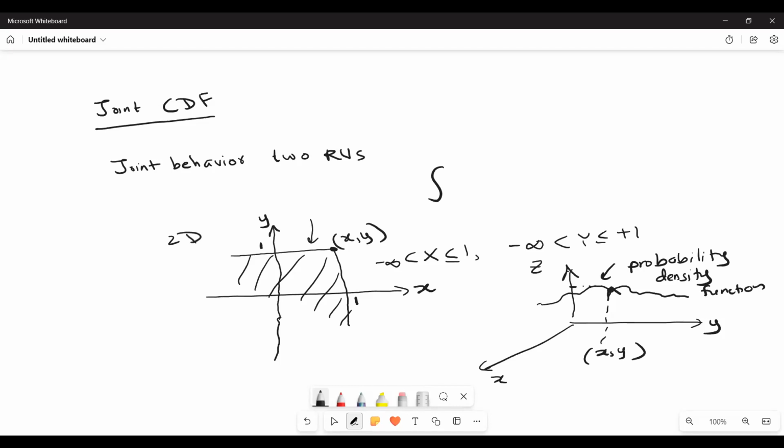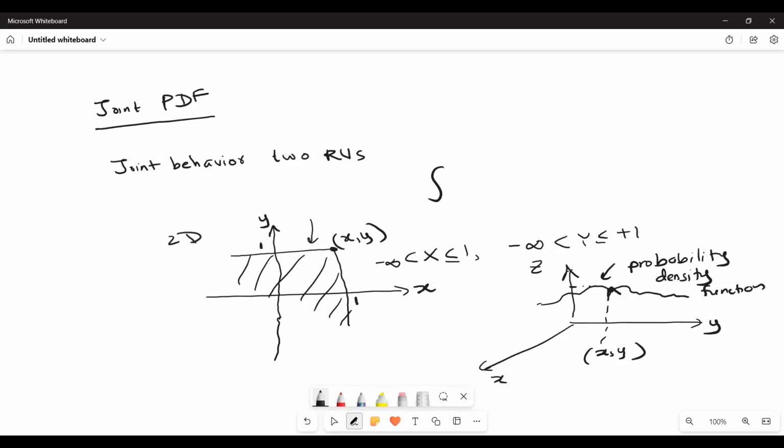I think I mentioned joint CDF. I will explain it in a little while. Joint CDF is also related to joint PDF. I will first define the PDF, and then I will define the CDF again.